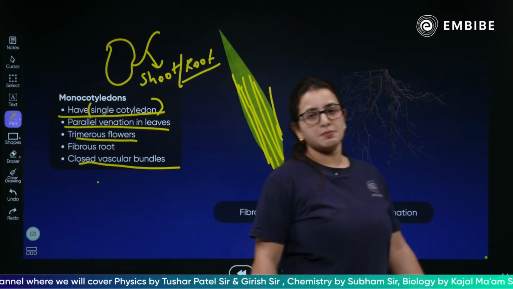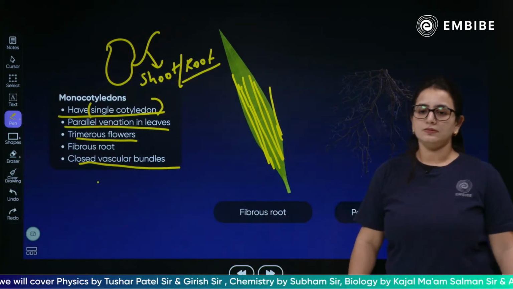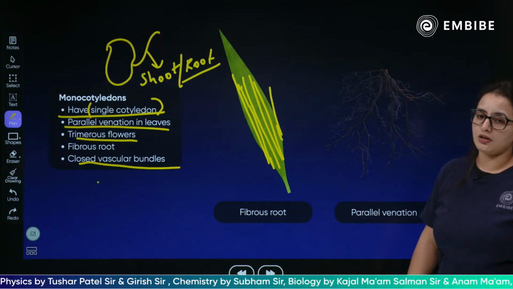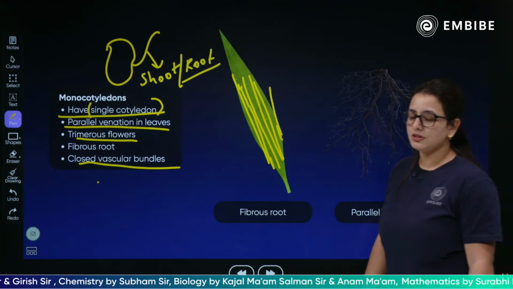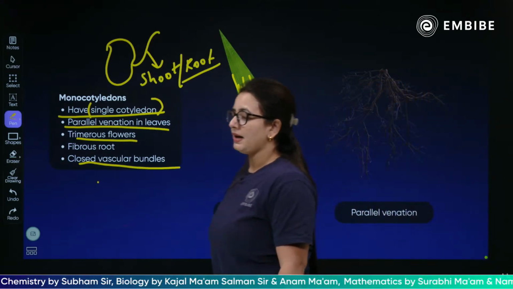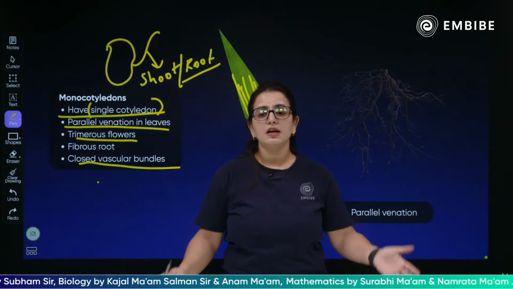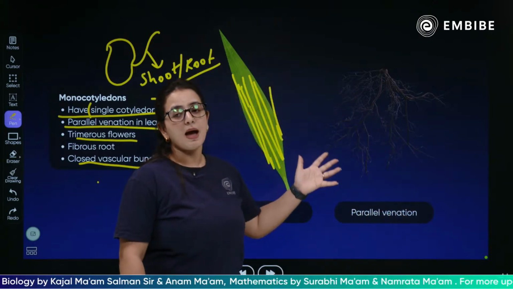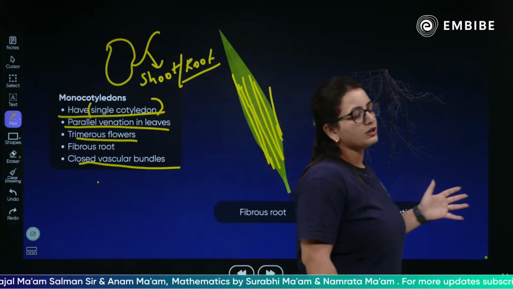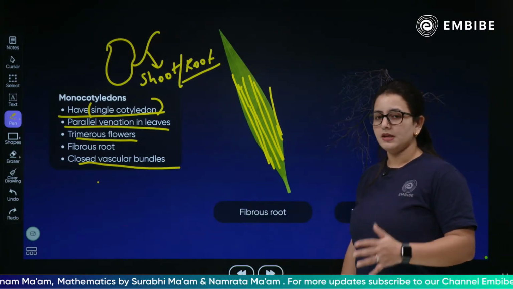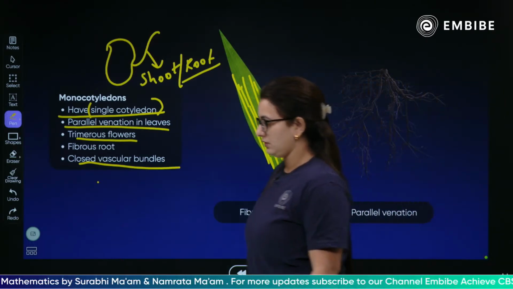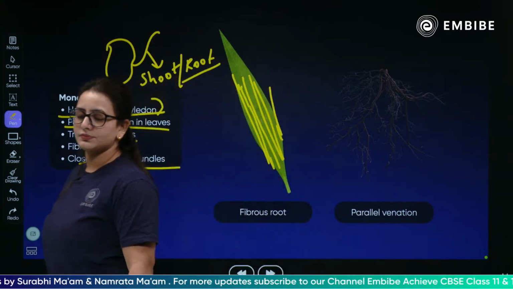Clear? This is about the monocot: they have a single cotyledon, parallel venation, trimerous flowers, fibrous roots and closed vascular bundles. Closed means there is no cambium ring. Parallel venation means the veins are running parallel to each other. They have a single cotyledon developing into the root system as well as the shoot system. Clear?